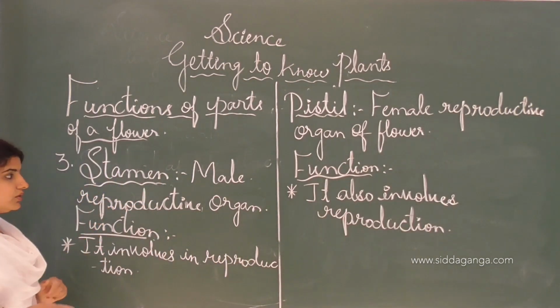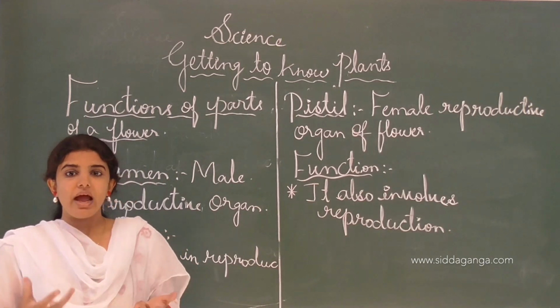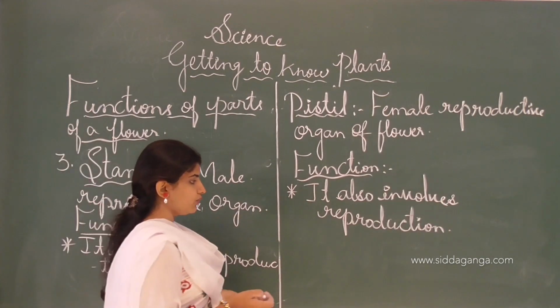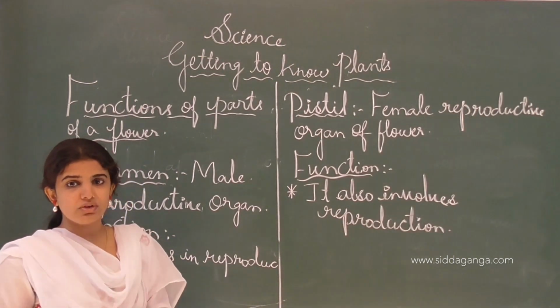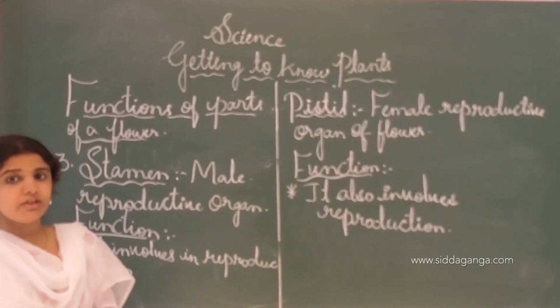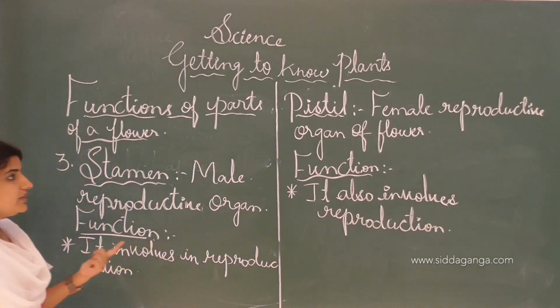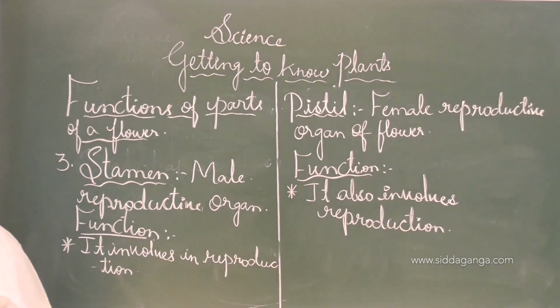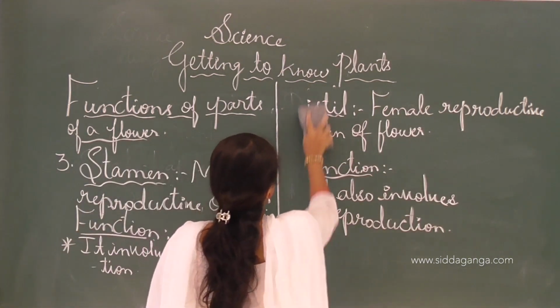Stamen is divided into two parts. One is the filament and the other is the anther. Anther usually produces a yellow powdery substance, nothing but the pollen grains or the pollen, which helps to carry out another process known as pollination. See, these are all the different parts of a flower. Next we shall move on to the pollination.